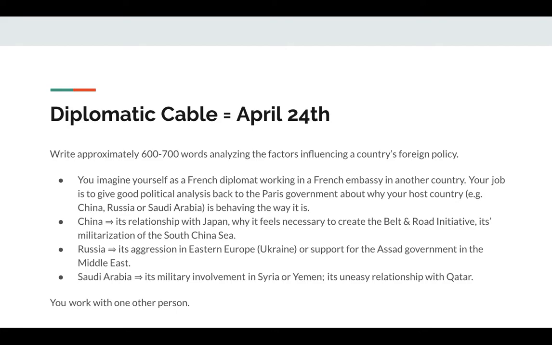So if you want to look at China, you could look at its relationship with Japan. You could look at why China feels it's necessary to create the Belt and Road Initiative. You could also look at the militarization of the South China Sea. If you're Russia, you could look at aggression in Eastern Europe or support for the Assad government in Syria. If you're going to look at Saudi Arabia, you can look at its military involvement in Syria or Yemen or its relationship with Qatar. Please work with one other person.